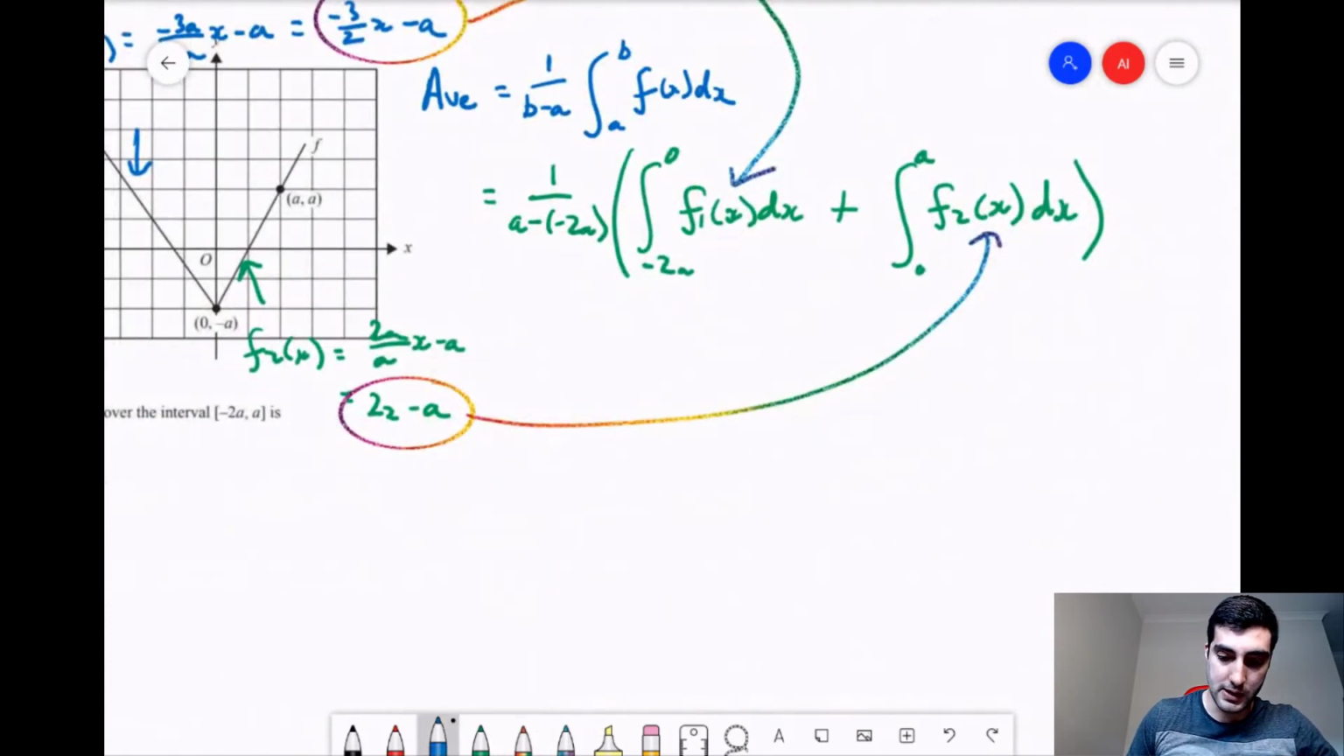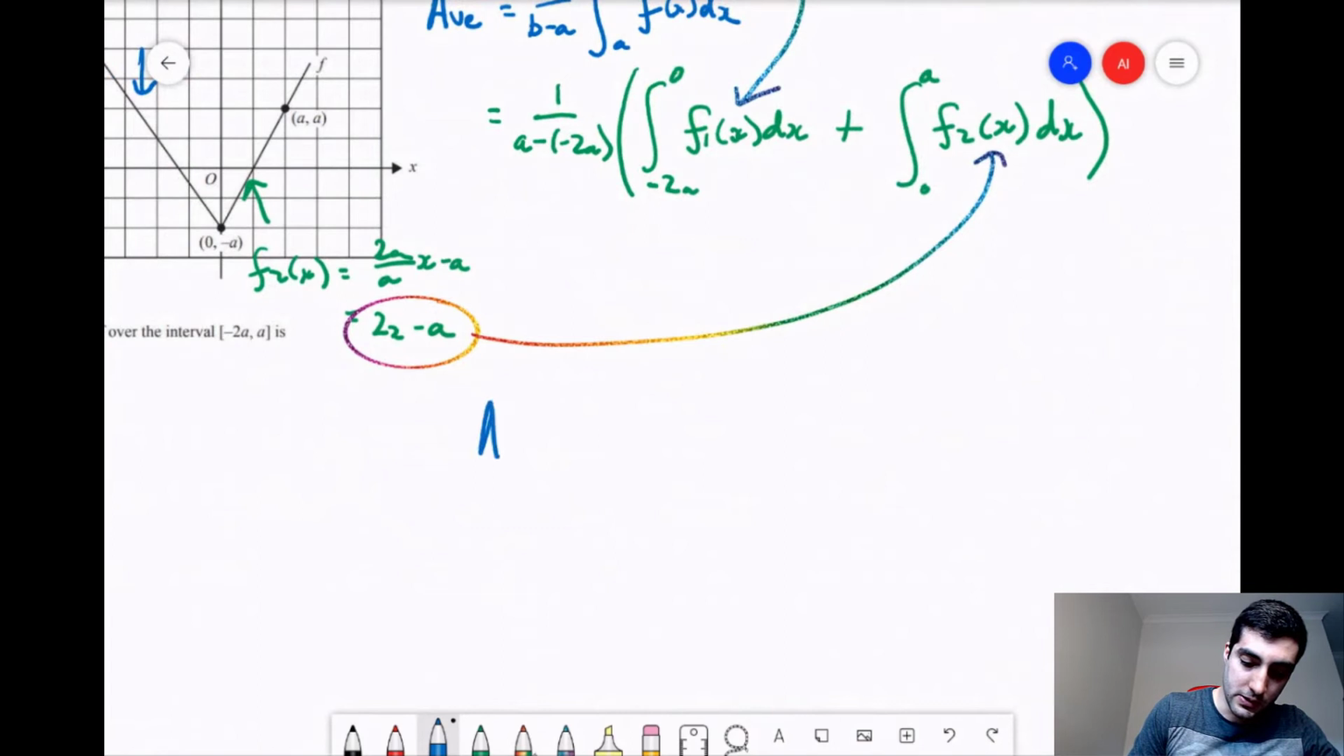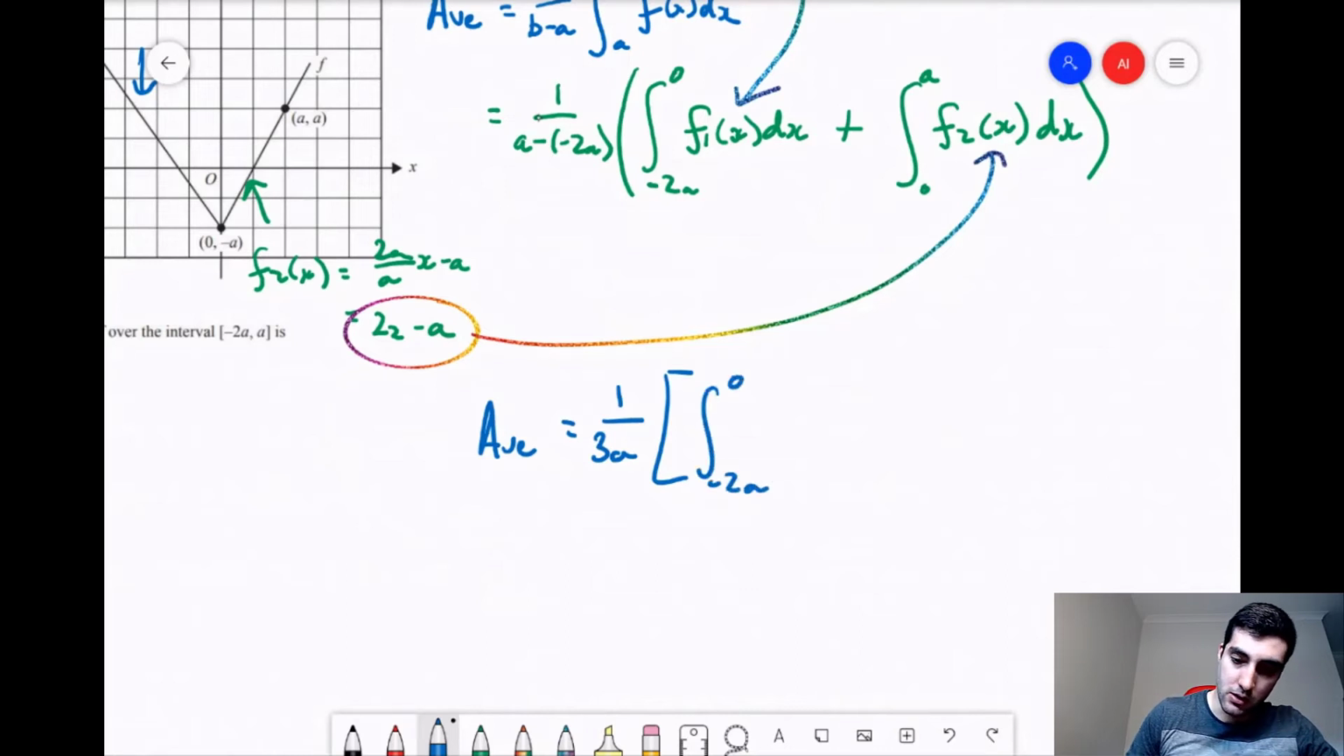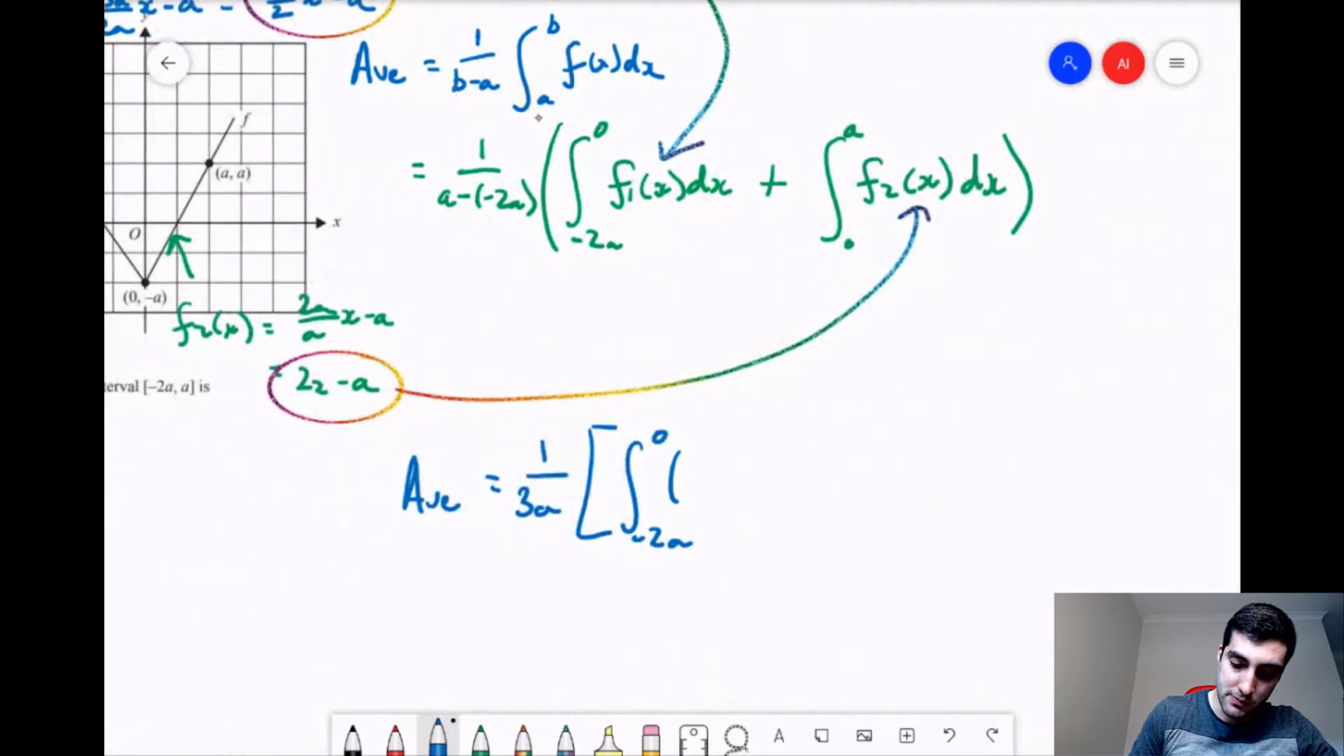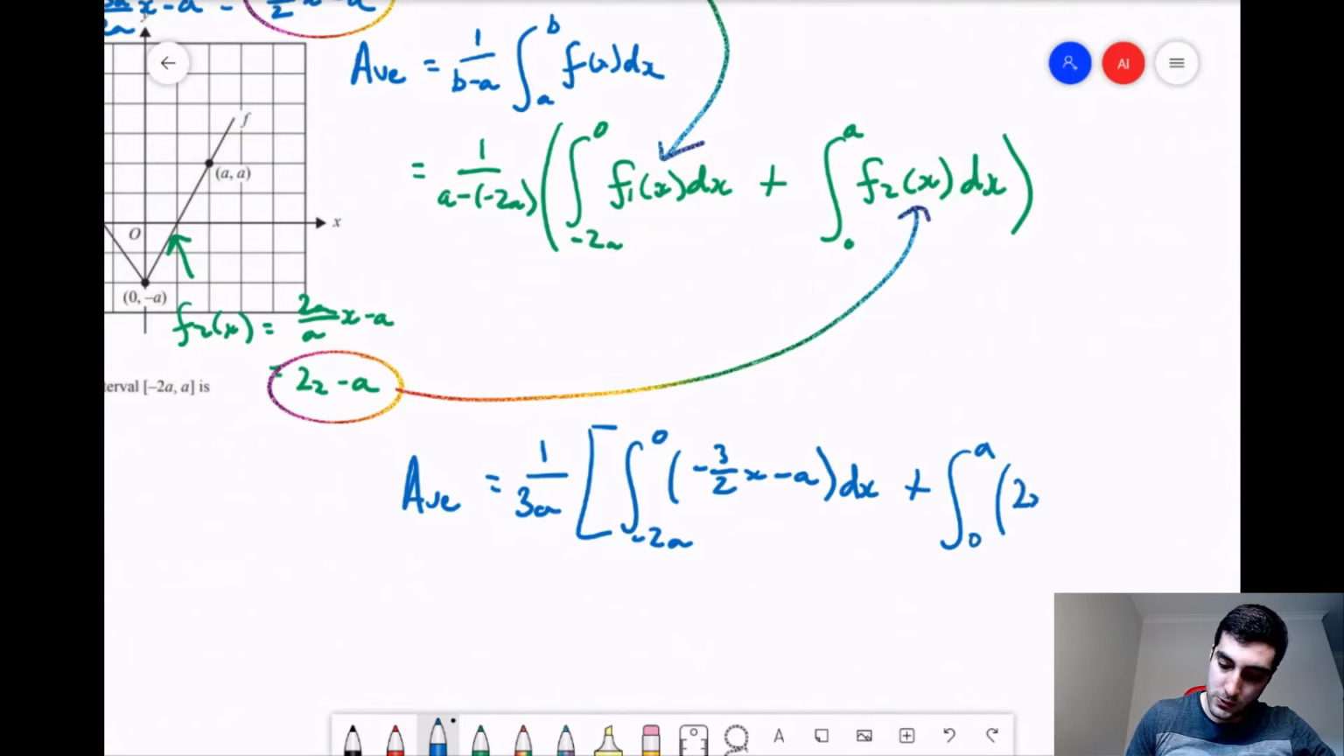So I'll just write that out again so it's nice and clear. So this average will be equal to 1 over a minus minus 2a, so this is 1 on 3a. Then we're going to have our two integrals: between minus 2a and 0 of f1 of x, which is minus 3 on 2 x minus a dx, plus this second integral, which is 0 to a of the second function, 2x minus a dx, just like that.